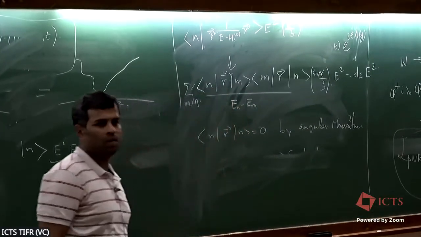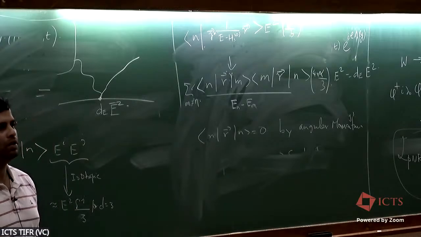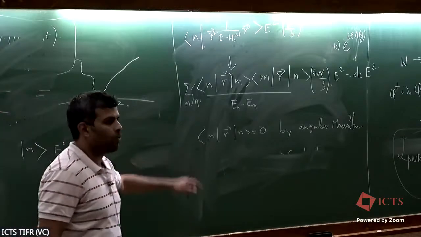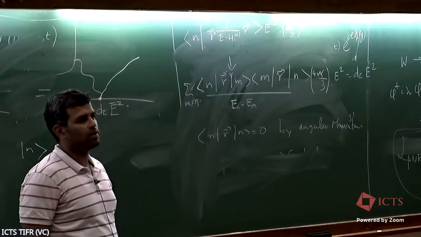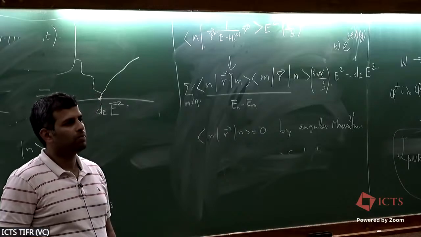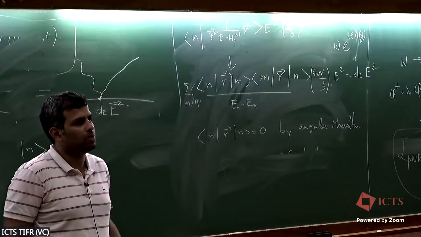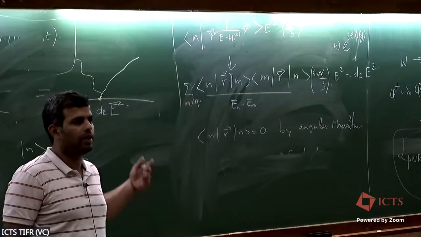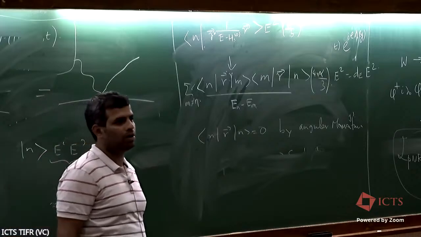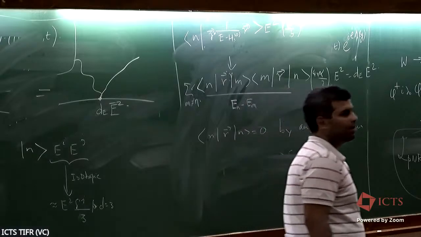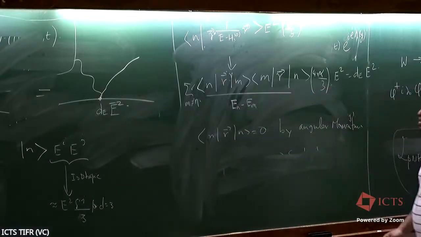The problem occurs when n equals m. Yeah. And that is prohibited by angular momentum algebra. Symmetry is already prohibiting it. The angular momentum symmetry is already telling you that that cannot appear. H mn is equal to 0.